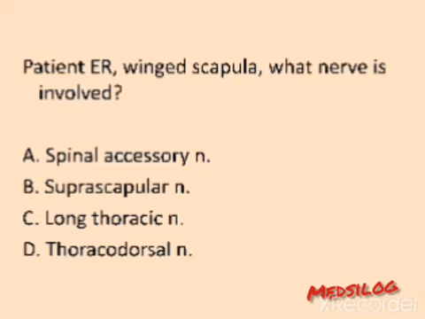Patient with winged scapula. What nerve is involved? Spinal accessory nerve, suprascapular nerve, long thoracic nerve, or thoracodorsal nerve? Winged scapula. For winged scapula, the correct answer would be your long thoracic nerve. So what muscle is involved in your winged scapula? That is your serratus anterior. The long thoracic nerve innervates the serratus anterior muscle.